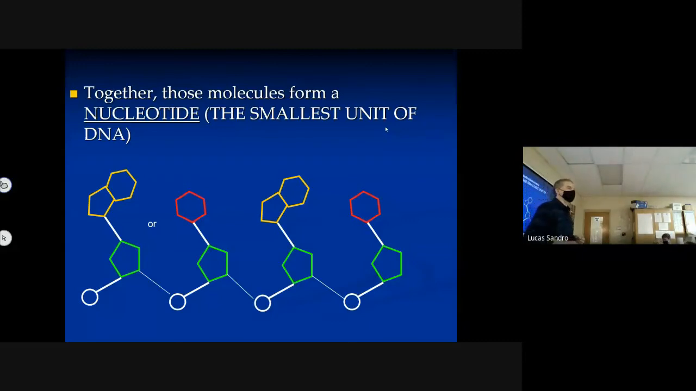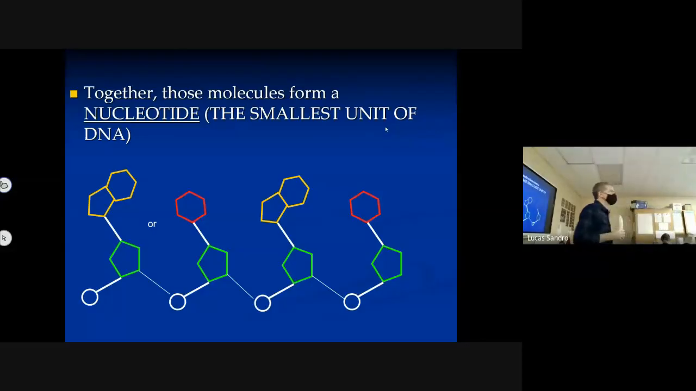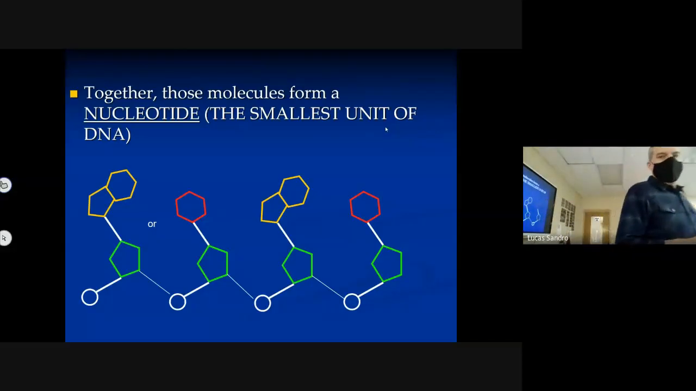Monday, we will start messing with some hands-on models, some shapes, to kind of figure out what makes DNA work the way it does. But I think we'll leave it there for now.